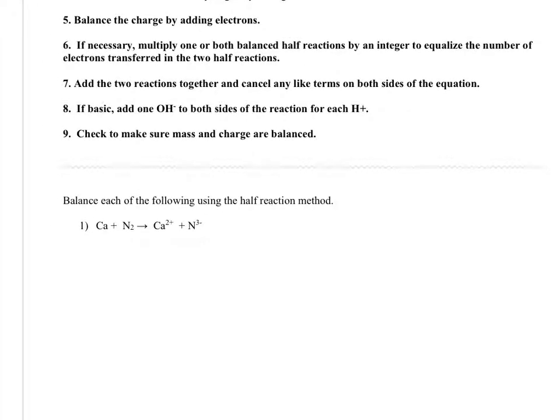So we're going to assign the oxidation states. For calcium, this would be a 0. And for nitrogen, that would be a 0. For the Ca2+, it's a +2. And for the N3-, it's a -3. Okay, so it looks like the calcium changed. It went from 0 to +2, so that was oxidized. And the nitrogen also changed from 0 to -3, so that was reduced.